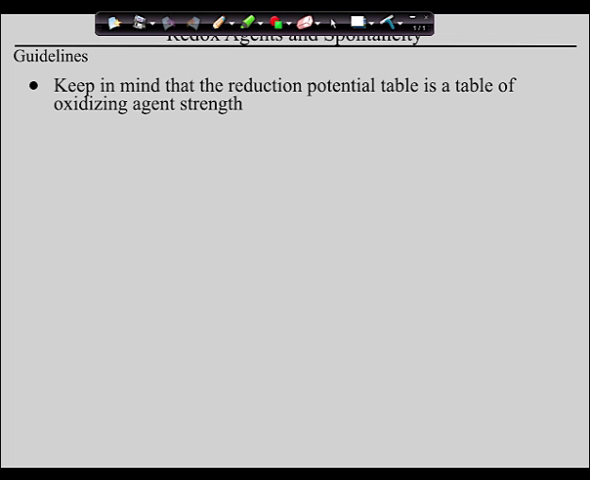This is a reduction potential chart, which means the ability of the elements on the left to take in electrons. But if these elements are taking in electrons, what are they doing to the other guy? They are oxidizing them because they're pulling electrons off of them. So if you're measuring the ability of something to be reduced, what you're really measuring is the ability of that something to oxidize something else. You get the idea? Okay.